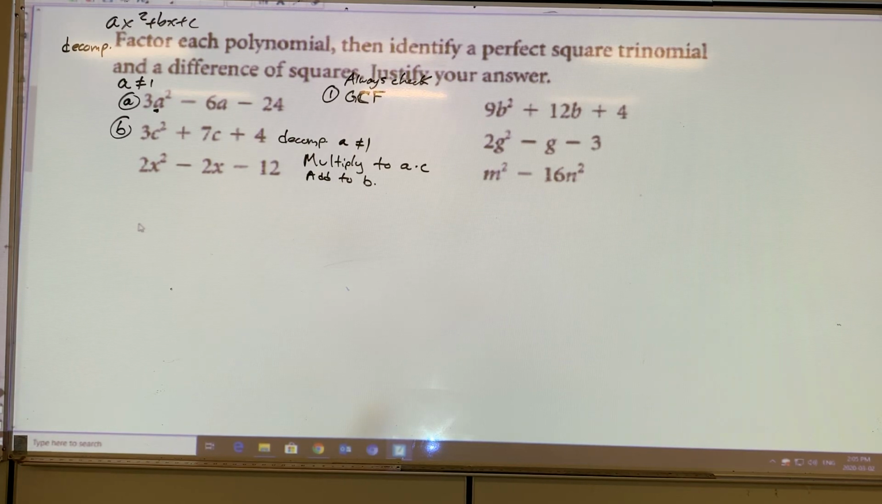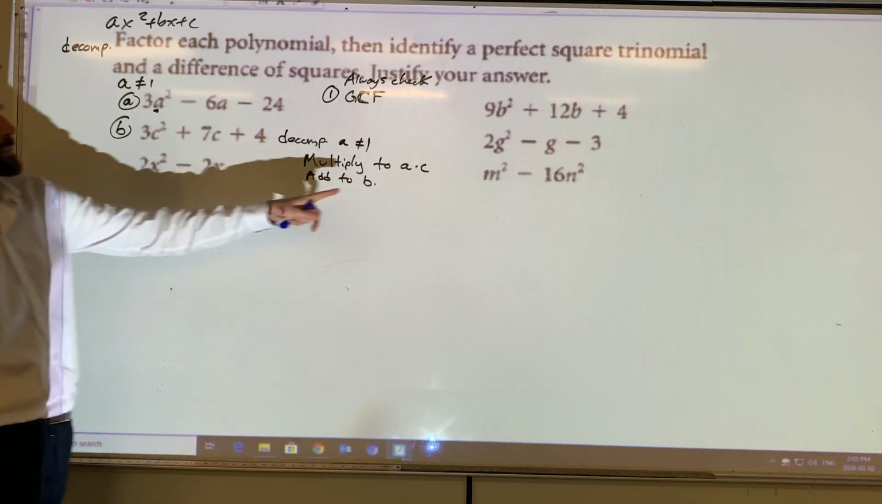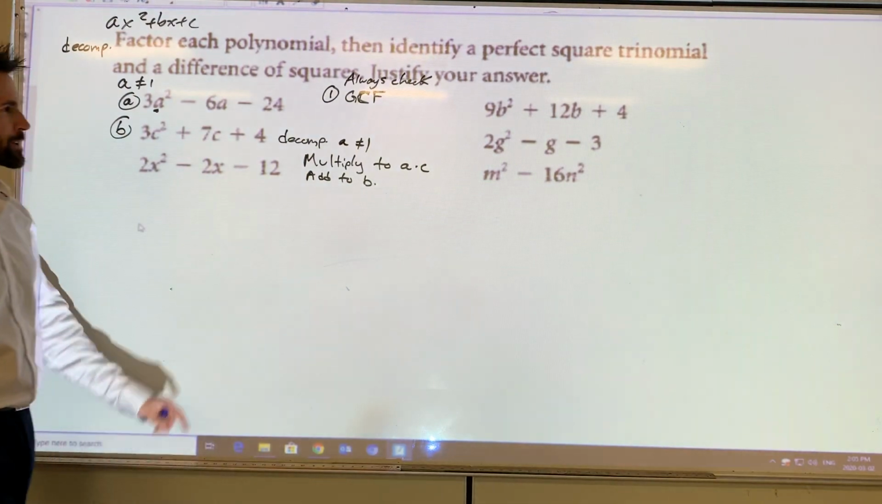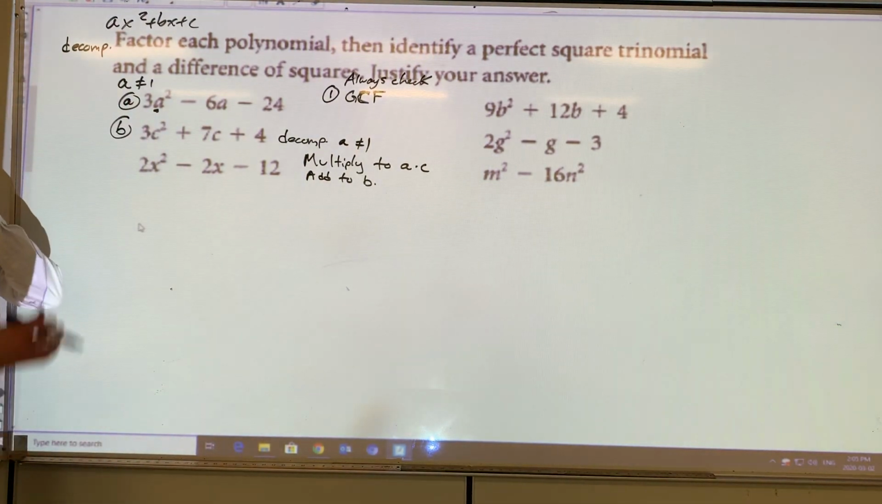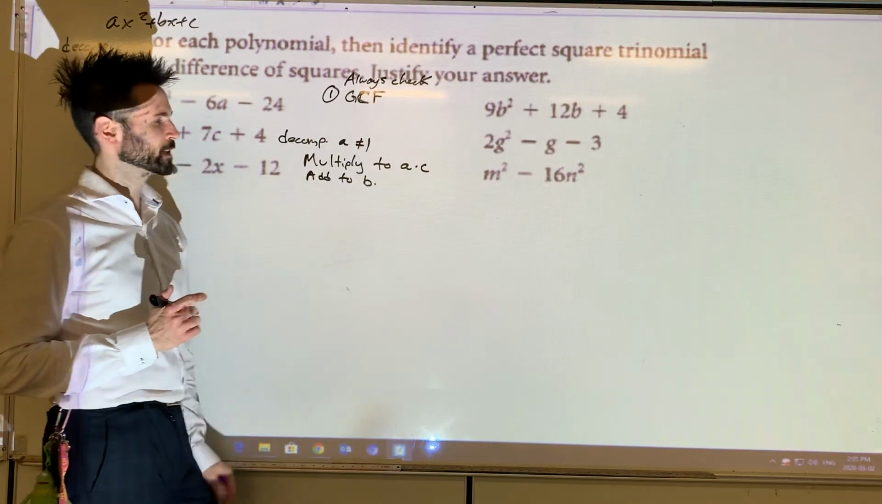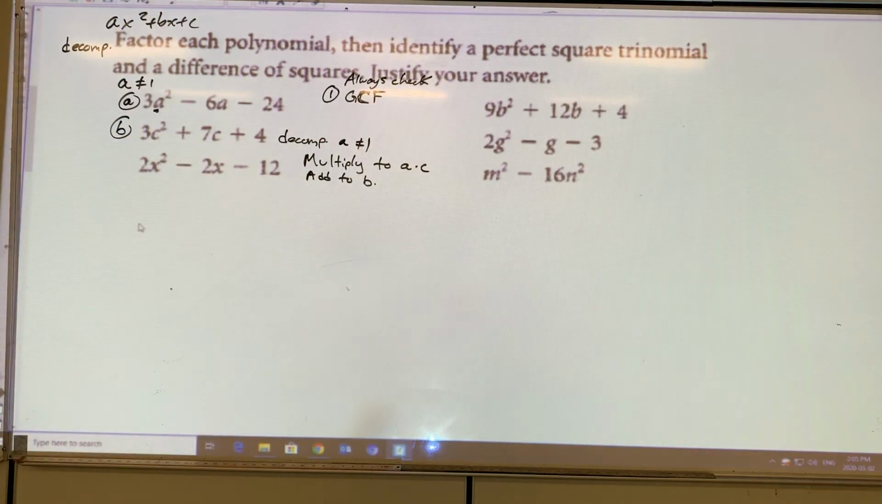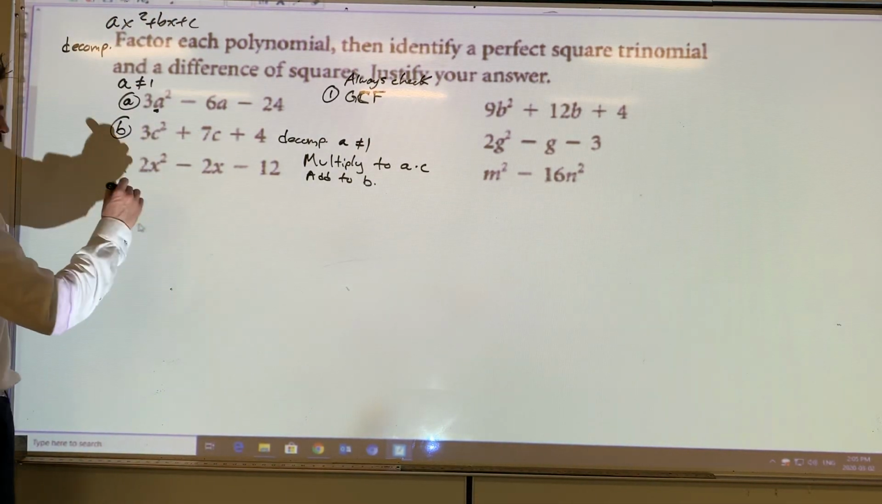By the way, even when we do regular factoring, it still multiplies to a times c. But what's the value of a in a regular factoring question? 1. So we just say multiplies to c, but really, I feel like we should say a times c. Anyways, so let's try this one.